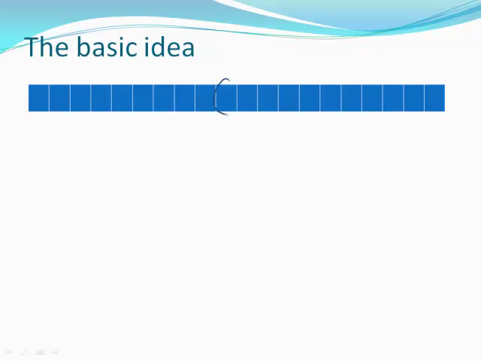You pick a pivot element, whatever the pivot element is, and then you find a way to put the pivot element into the right place. That means that's where the element is supposed to be in a sorted array, such that all the things that are less than the pivot are on this side, all the things that are greater than or equal to the pivot are on this side.